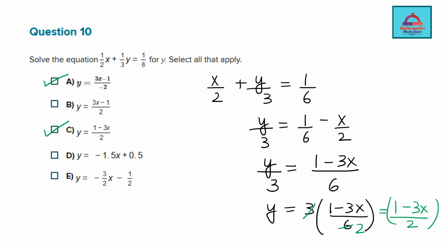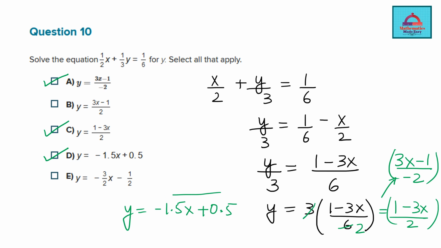Okay, A is also correct answer because you can write this same thing as 3x minus 1 over minus 2. So same solution. And you can also write the same equation in the form of decimal in this form. So y is equal to negative 1.5x plus 0.5. This is also a correct solution. So there are three correct solutions for this question.